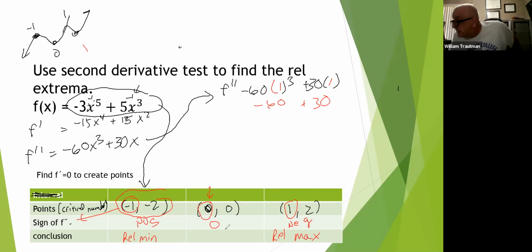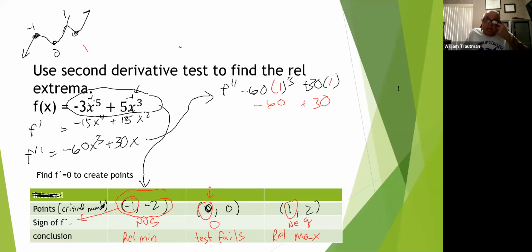And if you plug that point in and get 0, then you have to write that the test fails. So that's all they wanted: relative minimum, test fails, and relative maximum. What happens when the test fails?